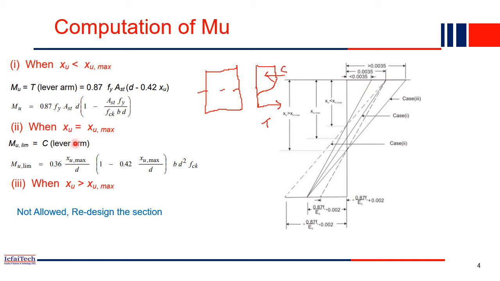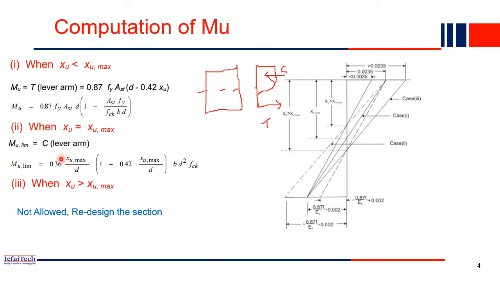But the second case is Xu equal to Xu max, meaning the top fibers and the steel fail simultaneously. In that case, it is advisable to use C into the lever arm. Moment equals C into the lever arm. So C is how much? The total compressive force. Already we derived 0.36 fck b Xu. We derived this expression, and d we have taken common, and this is the lever arm.